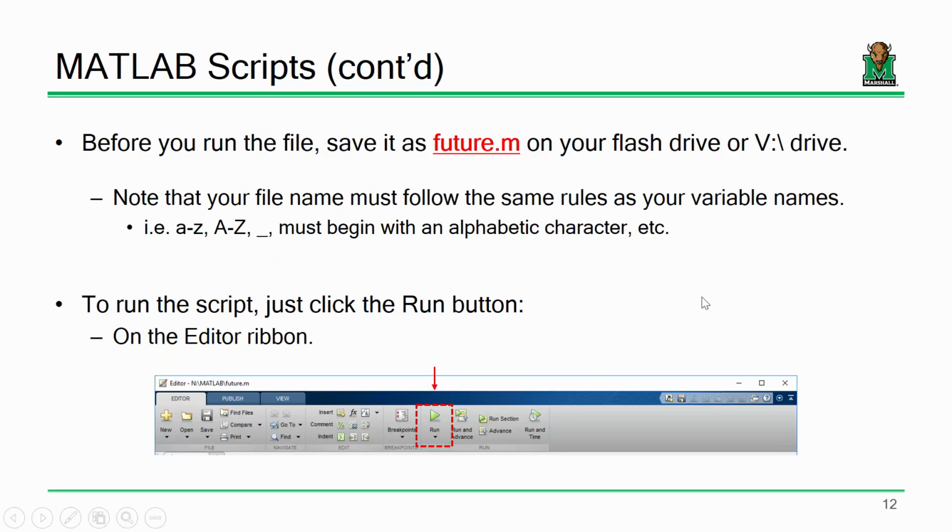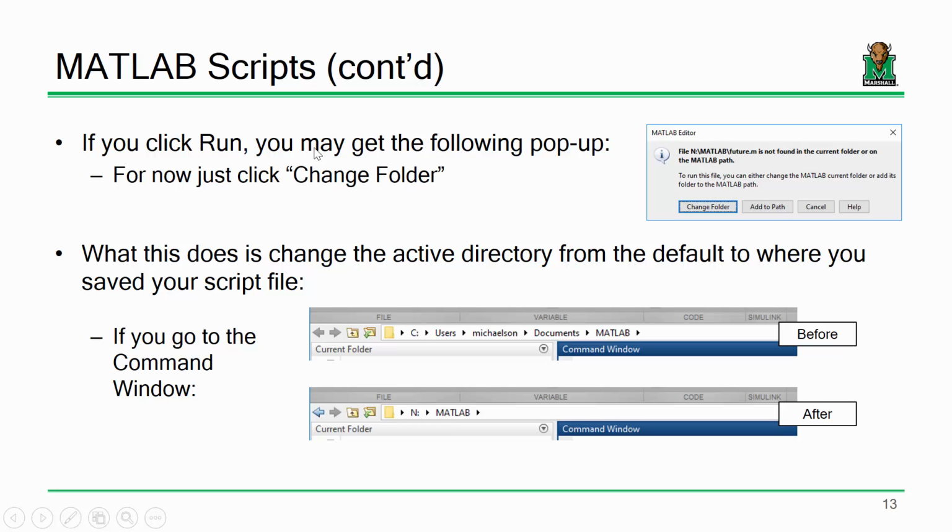When you go to save and run it, you'll probably get a pop-up message asking about the folder that MATLAB should be working in. Even though you save an M file, that doesn't automatically tell MATLAB that it should be reading and writing other things from that folder. If you just click on the Change Folder button, it will automatically change from whatever default folder MATLAB was working in to the folder that you saved your M file into. In our case, that'll probably be somewhere on your V drive.